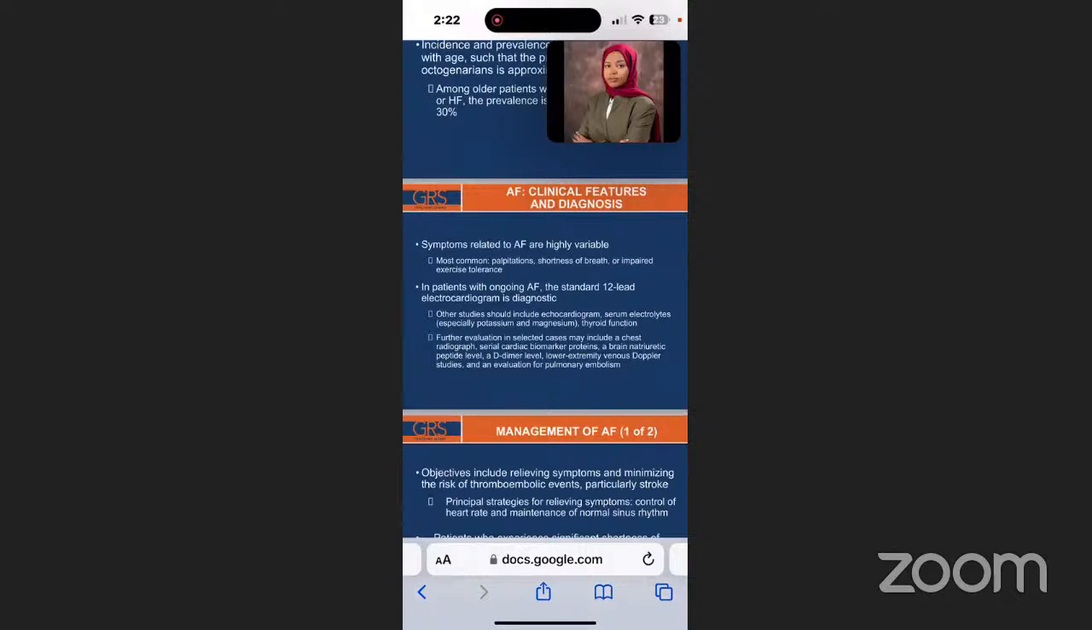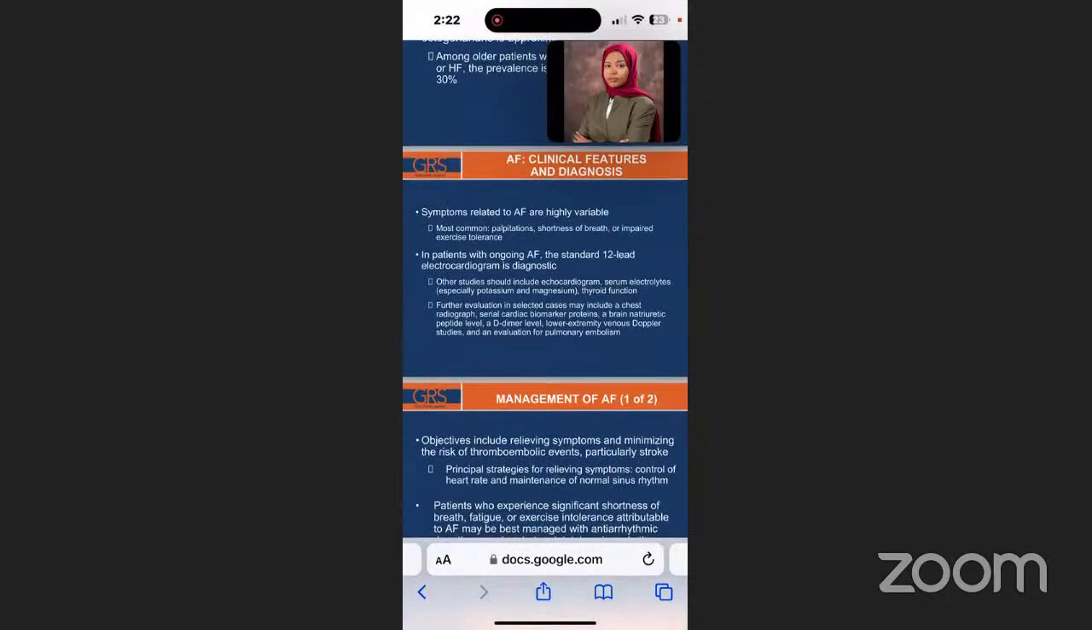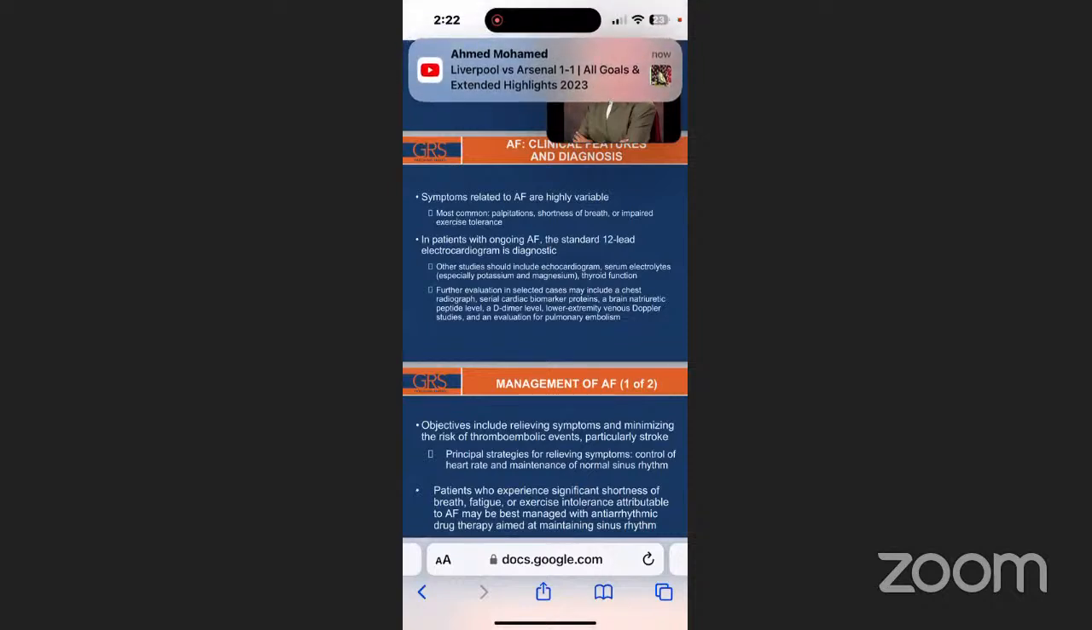What are the clinical features and diagnosis of AFib? Symptoms related to AFib are highly variable. Some patients might present with palpitations. Some of them will present with shortness of breath or impaired exercise tolerance. Or some patients can present with all these symptoms.